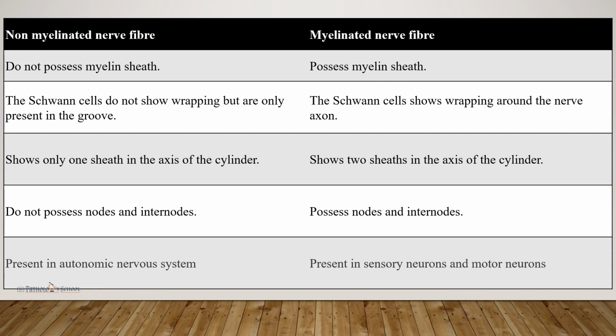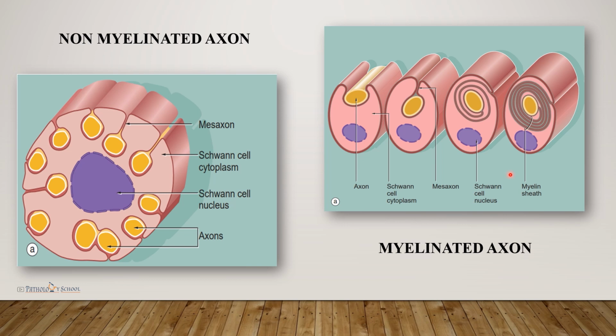Non-myelinated nerve fibers do not possess nodes and internodes, while myelinated nerve fiber shows nodes, that is node of Ranvier, and the internodes. Non-myelinated nerve fibers are commonly present in autonomic nervous system, while myelinated nerve fibers are present in sensory neurons and some motor neurons also. So in this diagram, we can see the Schwann cell wrap around the axon, forming a myelin which pushes the cytoplasm and nucleus to the periphery.